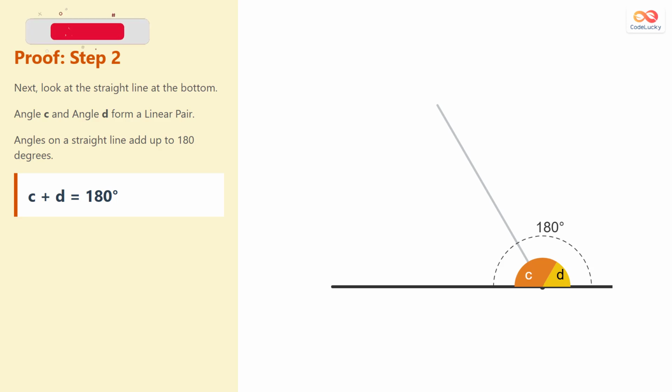Second, look at the straight line at the bottom. Angle C and angle D form what is called a linear pair. Since they make a straight line, they also add up to 180 degrees. So, angle C plus angle D equals 180.